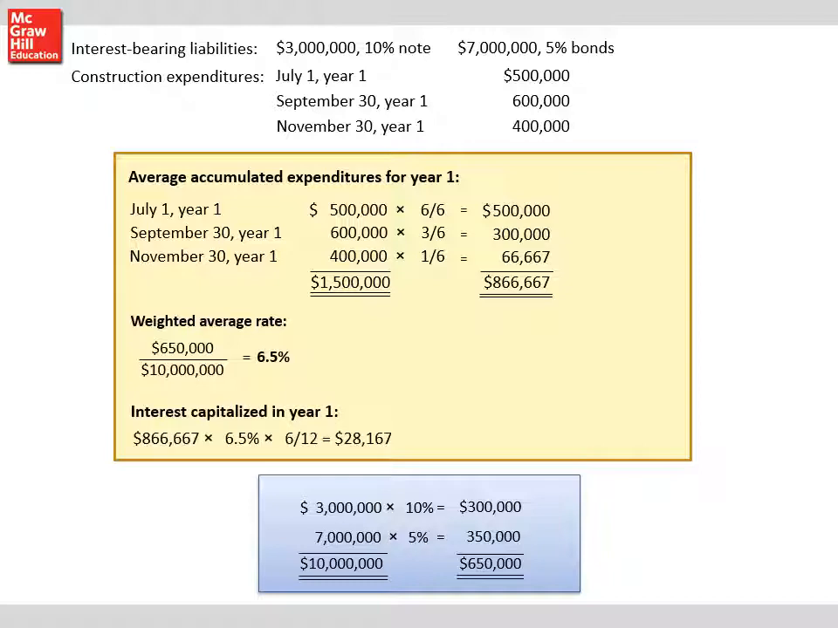Calculate your interest by taking 866,667 times 6.5%. Now remember, that's a 12-month interest rate. We only need interest for 6 months because construction went from July 1 through December 31st. $28,167. So you would debit the building account, credit interest expense if you had already recorded that in interest expense, for $28,167.